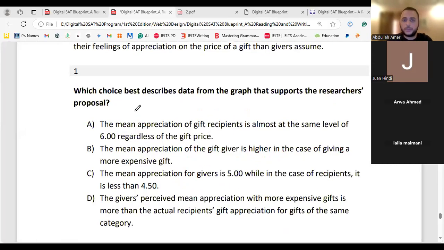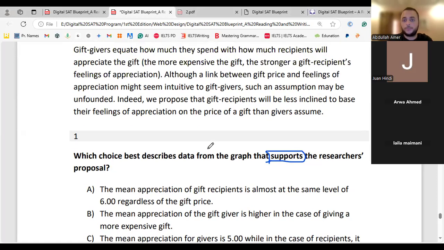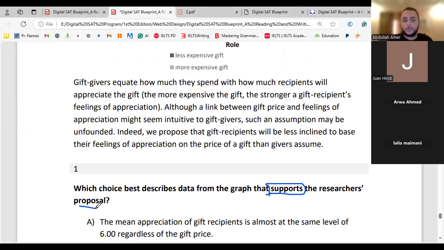Again, we start with the question: which choice describes data that supports? And please, guys, it's not always supports. Sometimes it's weakens. So it's very important to know whether I'm searching for something that supports or weakens. So that supports the researcher's proposal. I need to find that proposal. What's the proposal here? Who can help us?